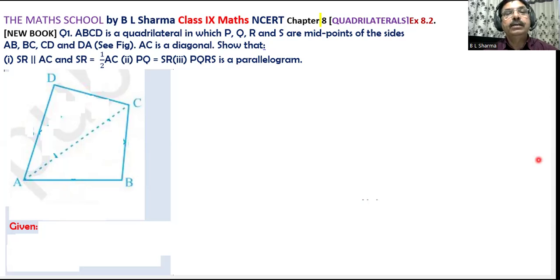P, Q, R and S are respectively the midpoints of AB, BC, CD and AD. So we join the midpoints. The midpoint of AD is S. The midpoint of CD is R. The midpoint of BC is Q. And the midpoint of AB is P. See here.